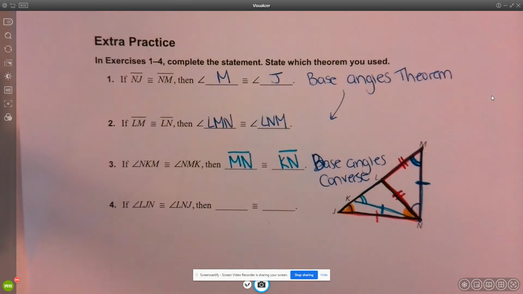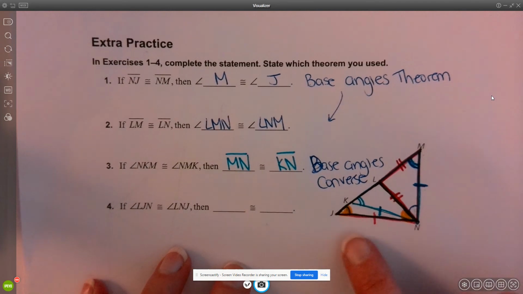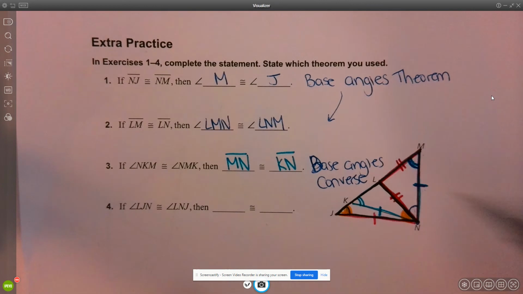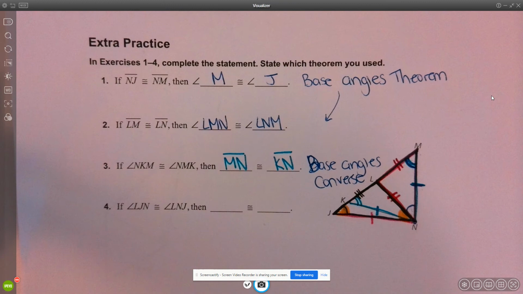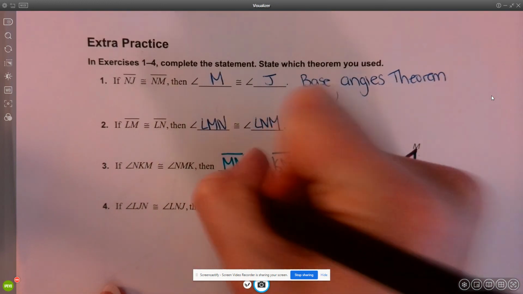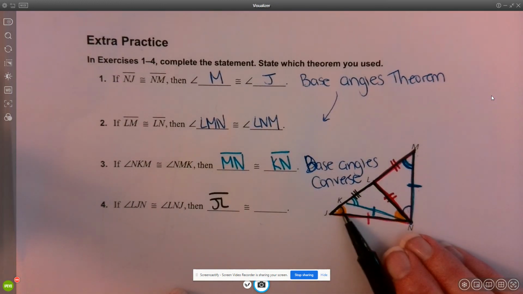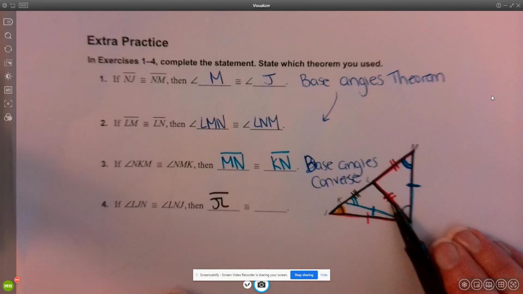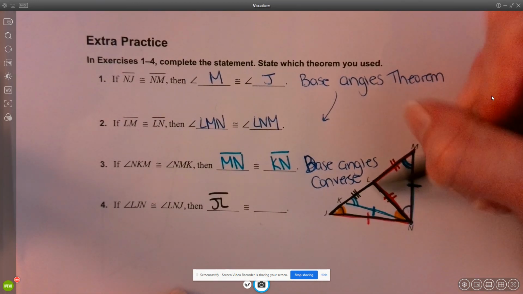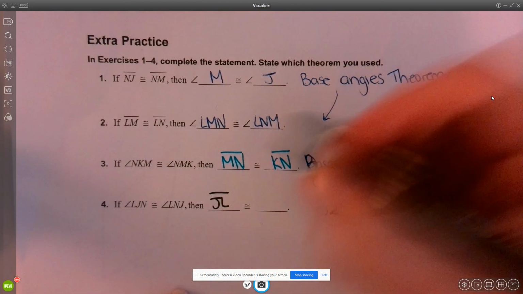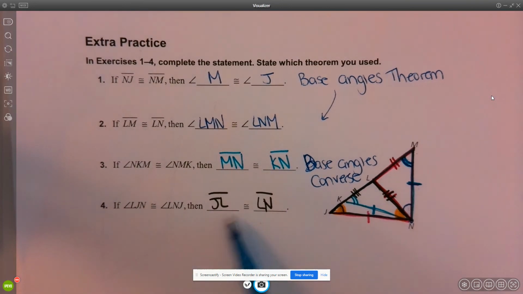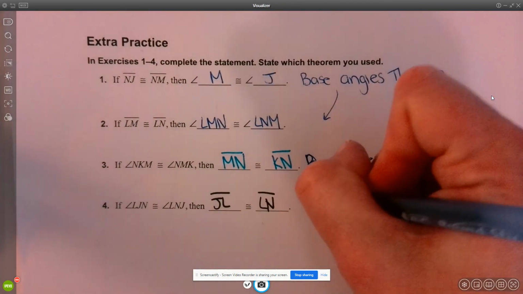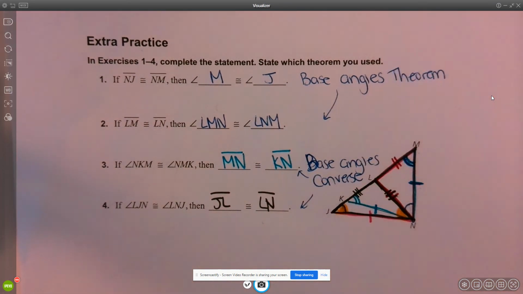To define the 2 sides that are congruent, we're going to go opposite. The side opposite this yellow angle is side JL, line segment JL. And that has to be congruent to the side opposite angle J, which is this side here, line segment LN. And again, because we were using the base angles to find the congruent sides, we used the base angles converse for number 4 as well.